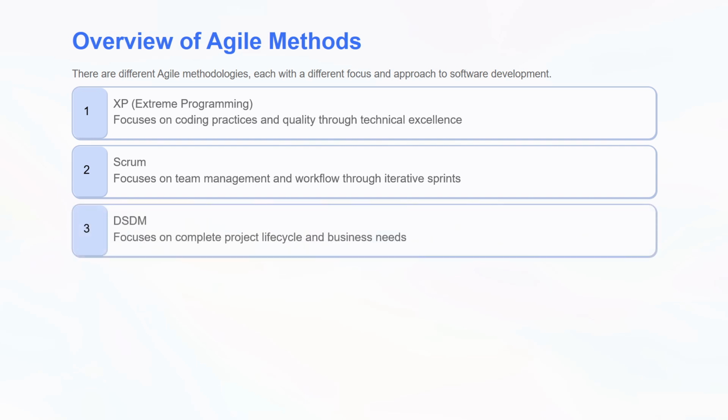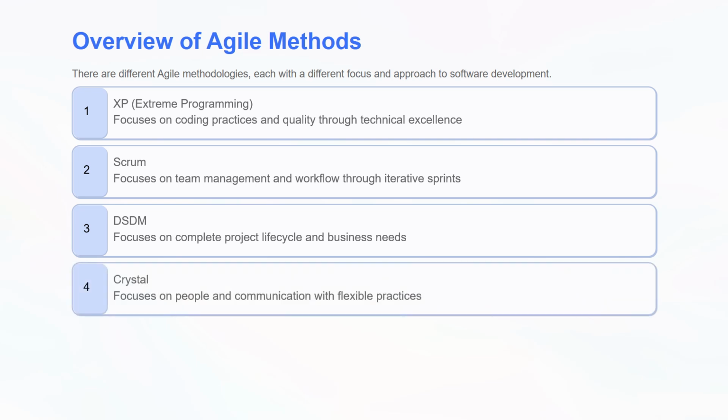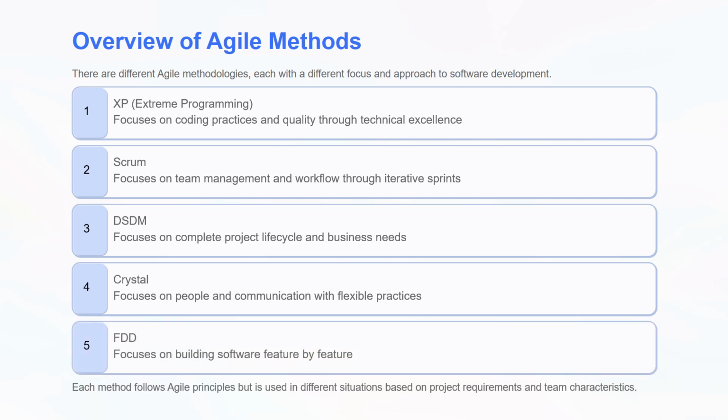Then we have DSDM, which stands for Dynamic Systems Development Method. This approach focuses on the complete project lifecycle and ensures that business needs are met. Crystal is another agile methodology that focuses more on people, communication, and flexibility rather than strict rules. Finally, feature driven development or FDD focuses on building software feature by feature in a structured way. So, even though all these methods follow agile principles, they are used in different situations depending on the project and team needs.